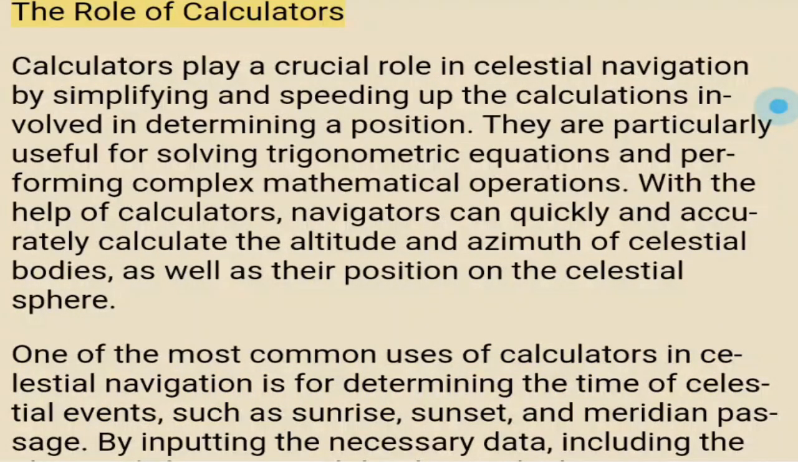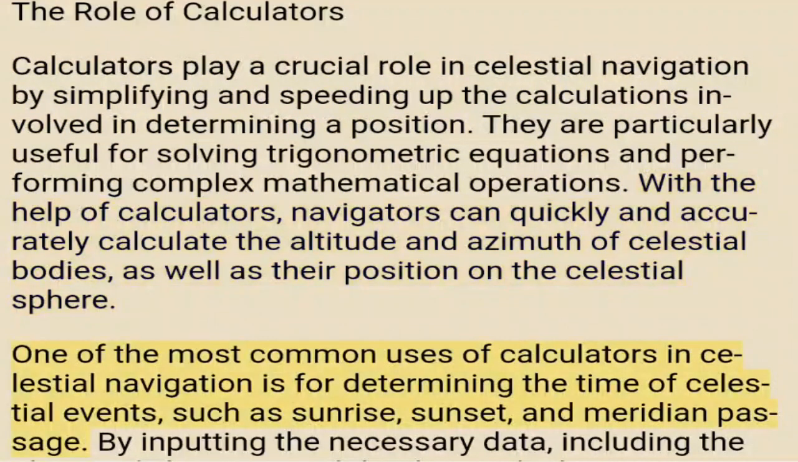The role of calculators. Calculators play a crucial role in celestial navigation by simplifying and speeding up the calculations involved in determining a position. They are particularly useful for solving trigonometric equations and performing complex mathematical operations. With the help of calculators, navigators can quickly and accurately calculate the altitude and azimuth of celestial bodies, as well as their position on the celestial sphere.